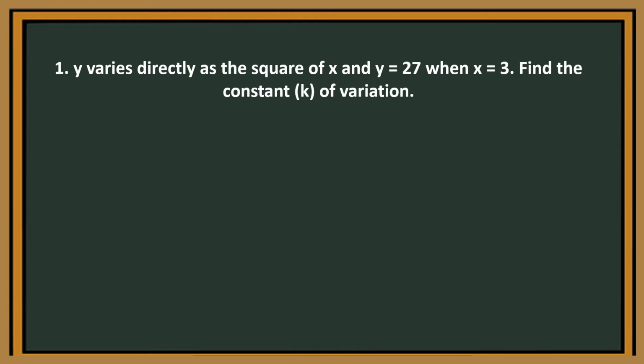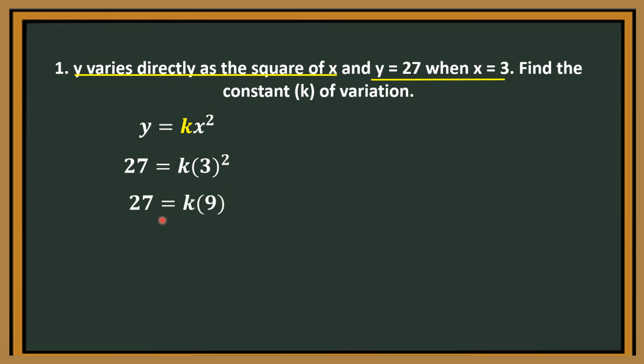Y varies directly as the square of x, and y is equal to 27 when x is equal to 3. Find the constant k of variation. First, let us translate "y varies directly as the square of x." That is y is equal to kx squared. Next, substitution: we substitute 27 for y and 3 for x. So we have 27 is equal to k times 3 squared, and 3 squared is 3 times 3, that is 9. So now 27 is equal to k times 9.